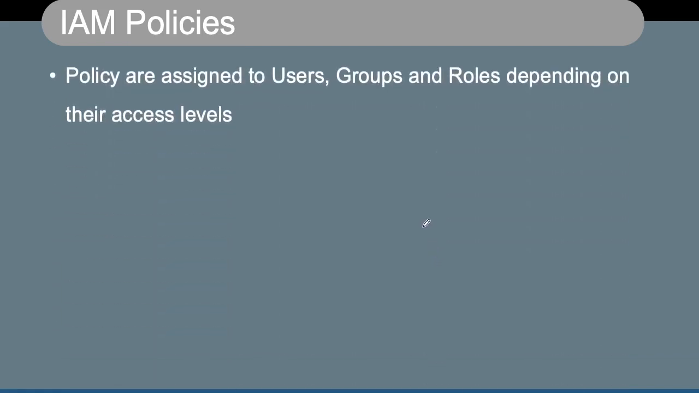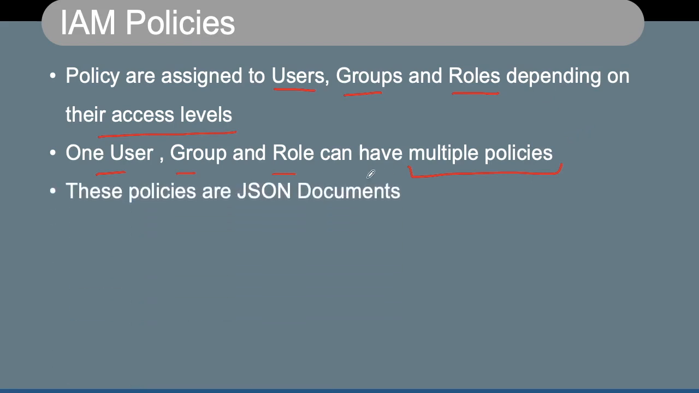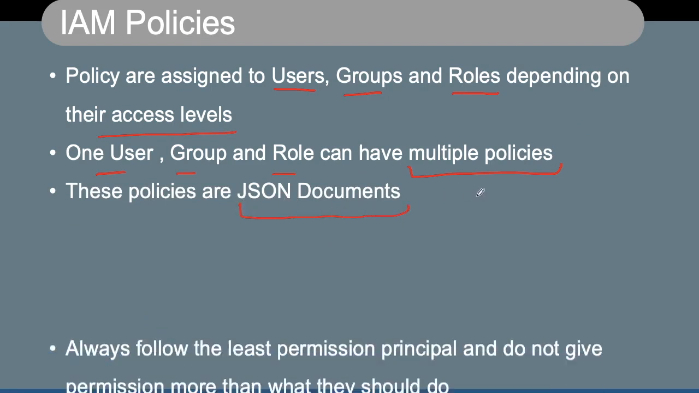Now, IAM policies are typically assigned to users, groups, as well as roles, depending on their access levels. One user, group, or role can have multiple policies. It is not mandatory to have all the permissions in one policy. You can have different permissions in different policies, and you can assign more than one policy to one particular user, group, or role. These policies are typically JSON documents, JavaScript Object Notation documents.